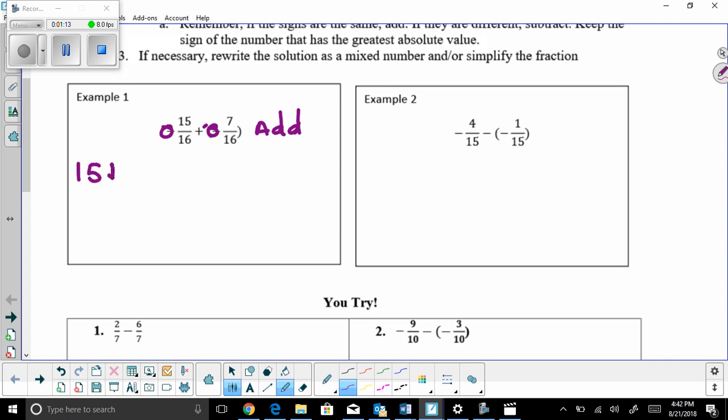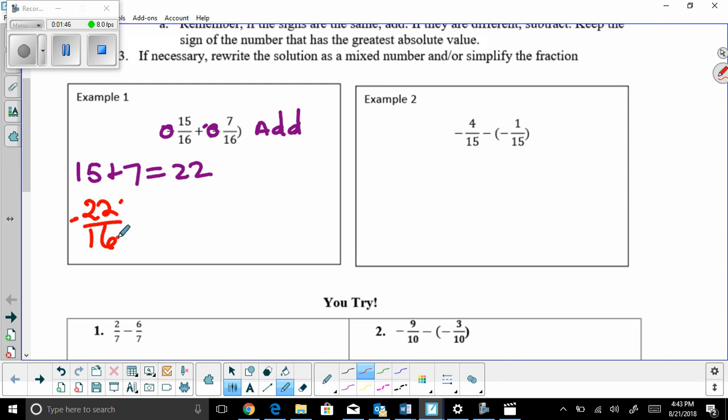15 plus 7 gives me 22. And because they have the same denominator, which is 16, my answer is going to be 22/16. Both numbers were originally negative, so my answer is negative 22/16. Now we need to go to step 3, which says, if necessary, rewrite the solution as a mixed number and/or simplify. I know I need to rewrite this problem because the numerator is larger than the denominator.